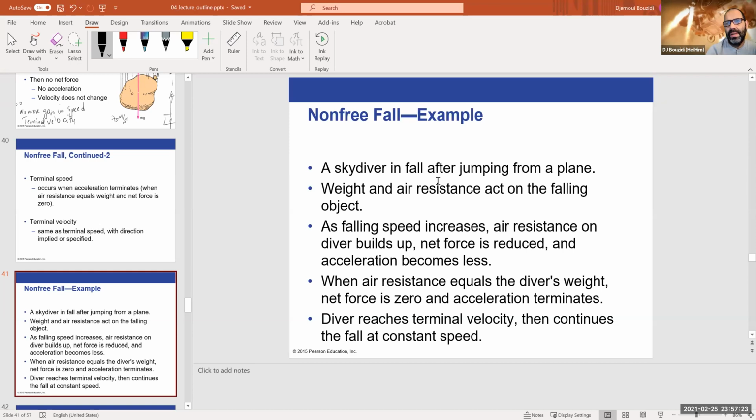So a skydiver in fall after jumping from a plane, that's a non-free fall. Weight and air resistance act on the falling object. As falling speed increases, air resistance on the diver builds up, and net force is reduced because more and more of the drag is coming into play, compensating for the weight. So there is less and less acceleration. When air resistance equals the diver's weight, net force is 0 and acceleration terminates. The diver reaches terminal velocity, then continues the fall at constant speed. From that point on, he or she is not going to gain any more speed, and that is the constant speed with which he or she is going to hit the ground.